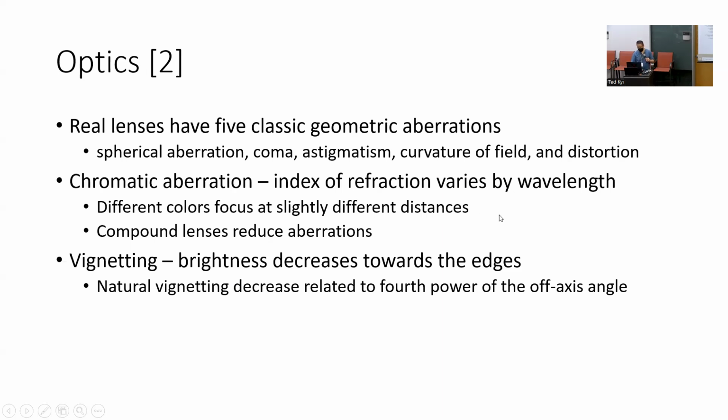Chromatic aberration is another thing where I remember from high school physics that the index of refraction is not the same for all wavelengths. It's a tiny bit different. That's how you can build a prism, because the red and the blue light will get bent different amounts because of different index of refraction. So if you have a simple lens, the different colors will actually focus at a slightly different distance, but you can build compound lenses that largely correct for them.